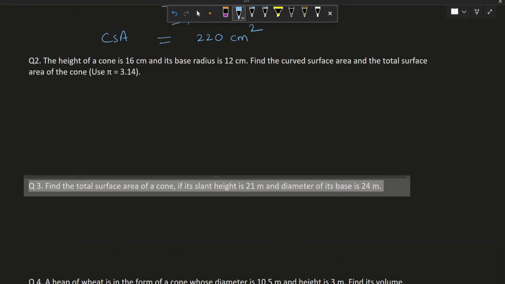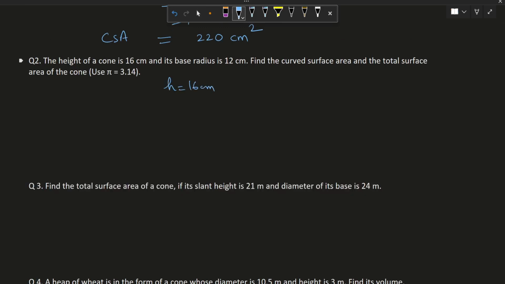The height of a cone is 16 centimeters. So what is given? Height of a cone. Base radius 12 centimeter. Let's write it. Find the CSA and the total surface area of the cone. Here they said that we have to use pi as 3.14. Okay. Now to get the CSA, formula is what?